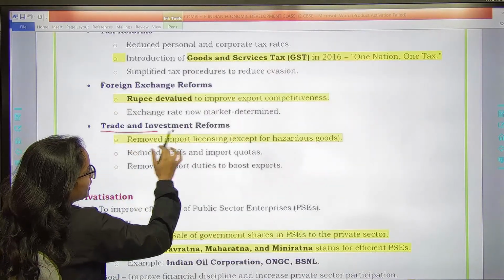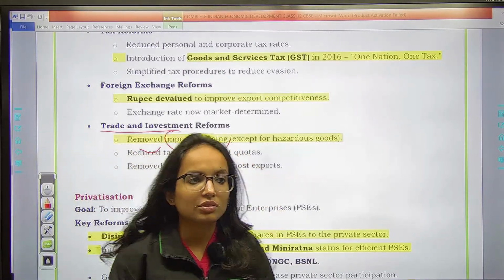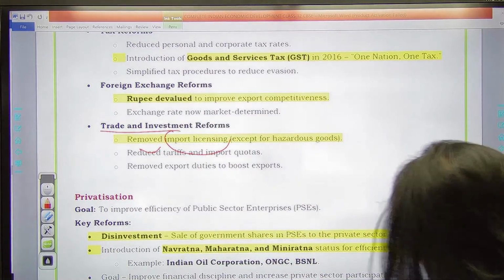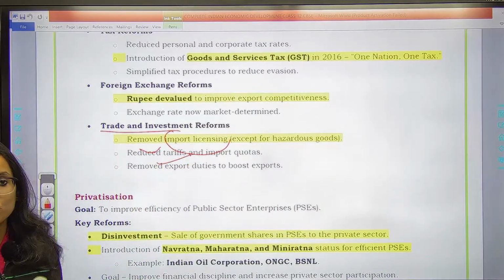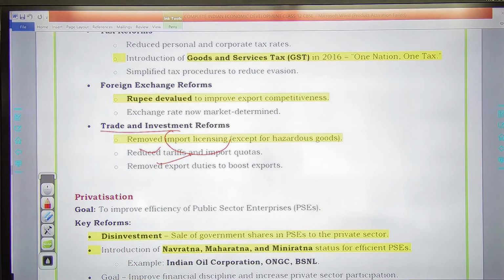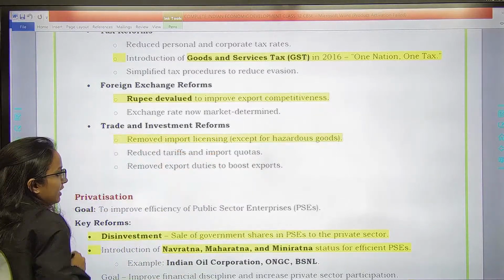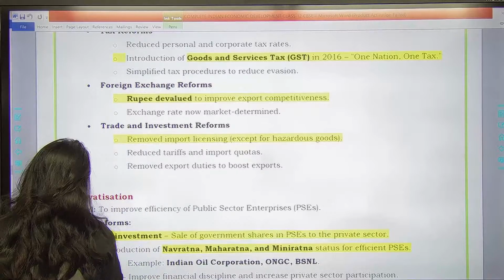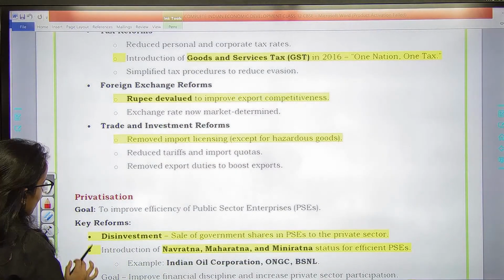Then what were trade and investment reforms? Basically they removed import licensing, except for some hazardous goods, and reduced tariffs and import quotas. Also removed export duties to boost exports. So basically all the duties on imports and exports were reduced so as to boost trade relations from India. This was about liberalization.